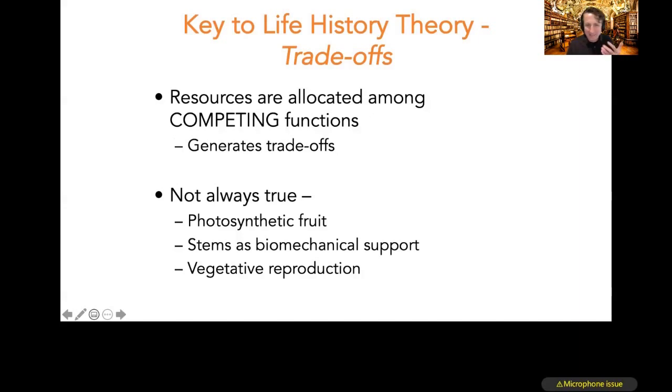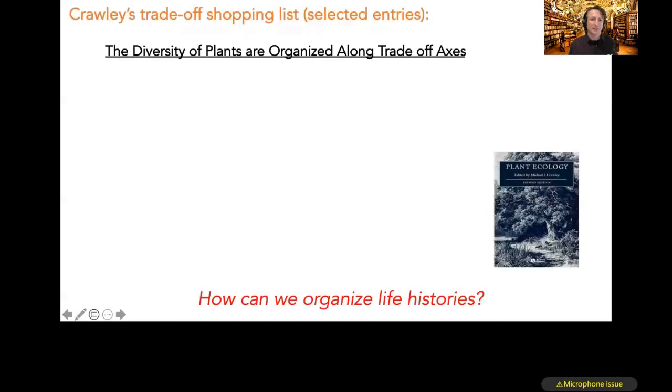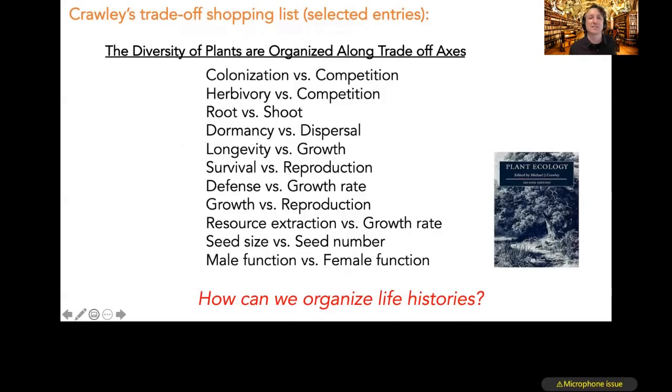Now, sometimes plants can get over this and help out. Sometimes we can see photosynthetic fruits. Sometimes stems are acting as biomechanical support to influence survivorship, right? And sometimes you can have vegetative reproduction. But in the end, it's difficult to get over the fact that resources are finite in the world. Okay, and so the diversity of plants is organized along these trade-off axes.